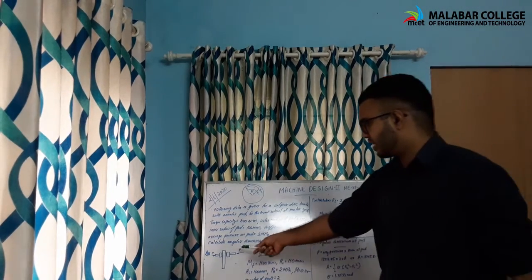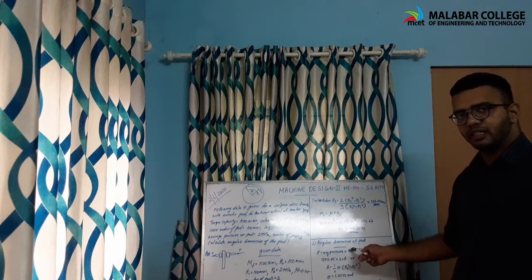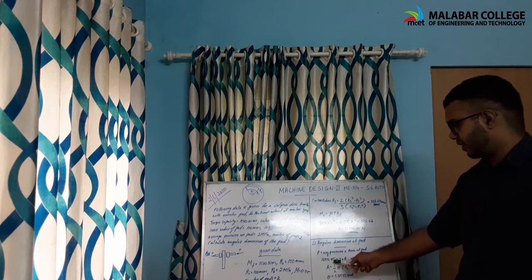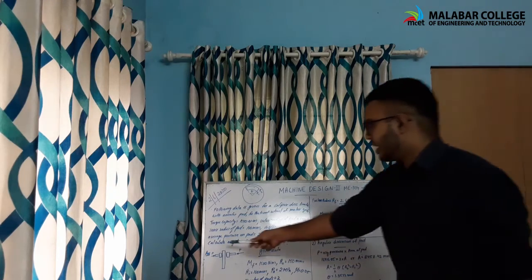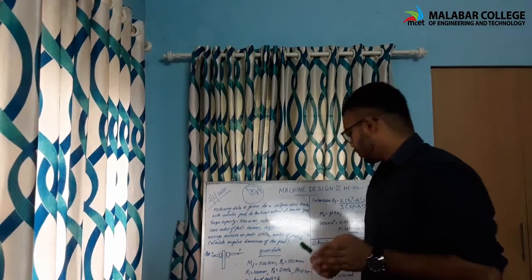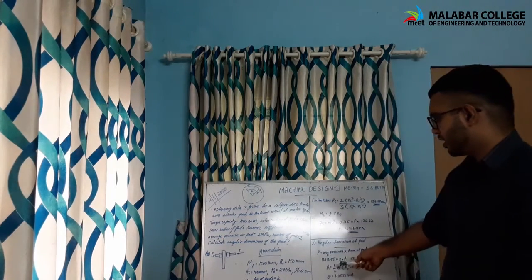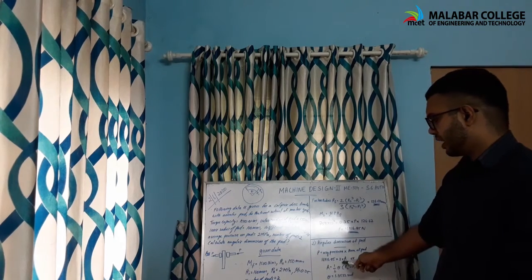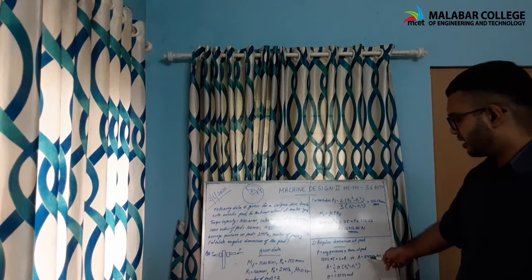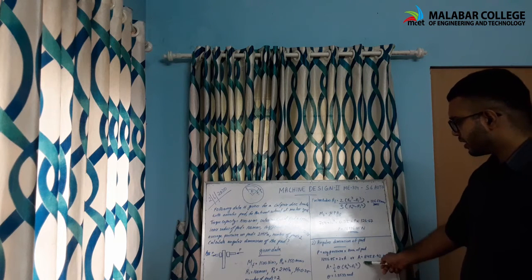After that, we need to find the angular dimension of the pad. For this, P is equal to the average pressure into the area of the pad. We found P is 16916.85 Newton, and the average pressure on the pad is 2 MPa. We need to convert megapascal to Newton per mm square, and the values remain the same. So it will be 2 Newton per mm square into the area. The unknown here is the area, and we find the area as 8458.42 mm square.